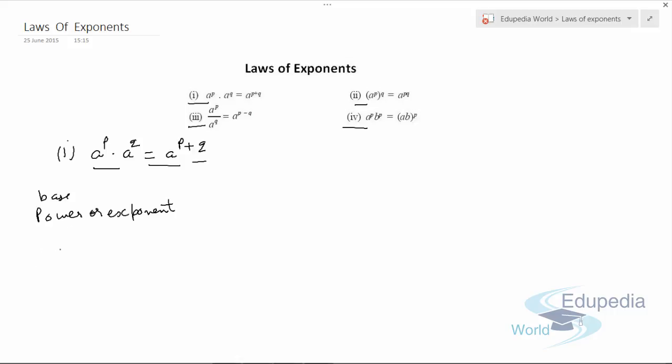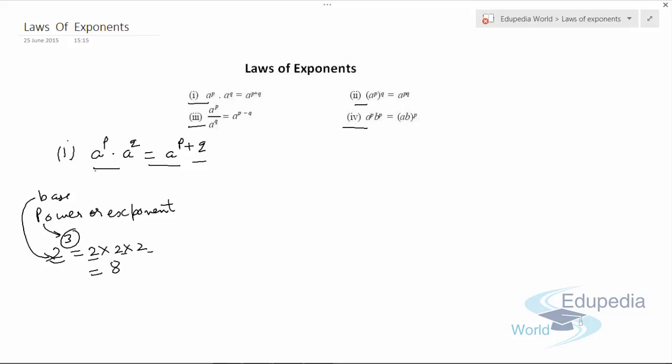Suppose we have a number written like this, 2 raised to power 3. Now you must have done in 8th standard also that this 2 raised to power 3 can be written as 2 into 2 into 2. The answer is 8. So the base is 2, and the power is 3. Means we can say that the number 2 has power 3, means that we will multiply the base 3 times, the power it holds. So that is the basic concept of base and power.